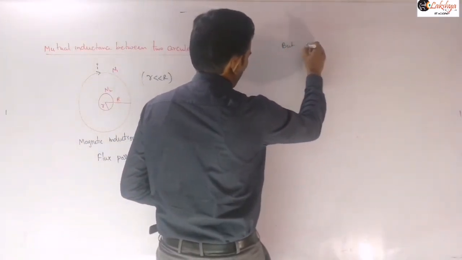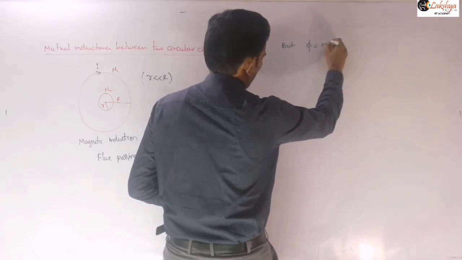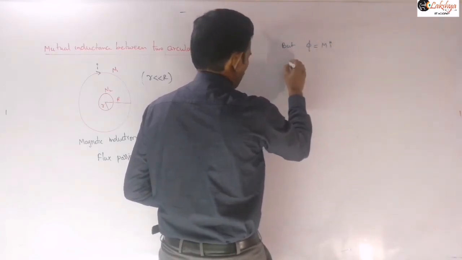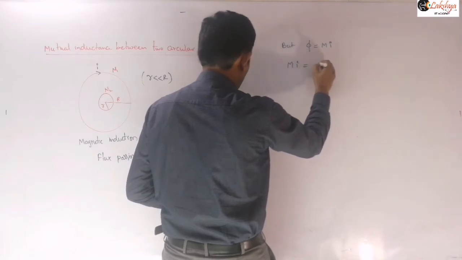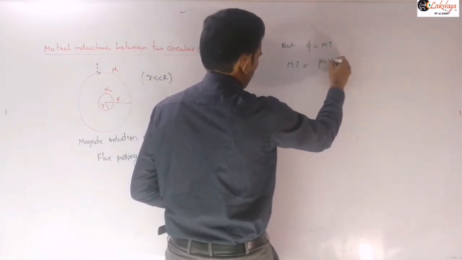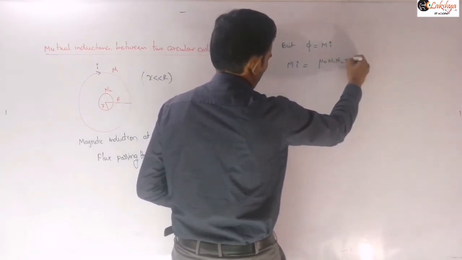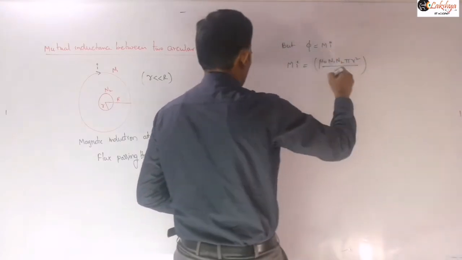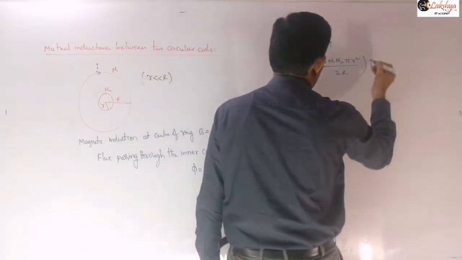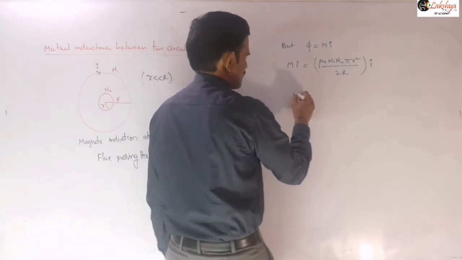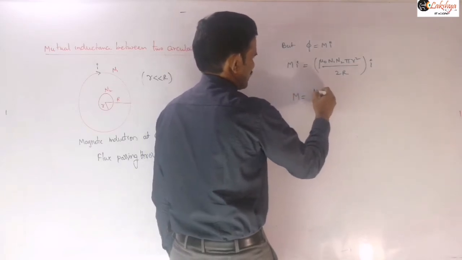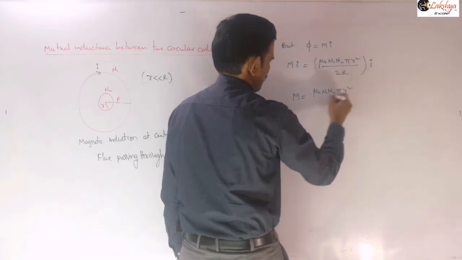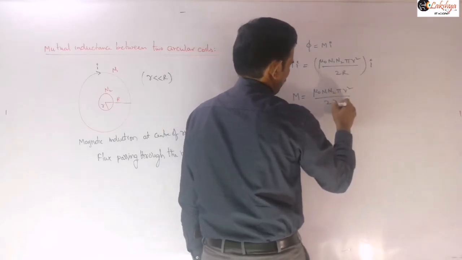But this magnetic flux phi is equal to Mi, we can write. And therefore, by comparing those two values, I can write this Mi is equal to mu naught N1 N2 into pi r square by 2 into capital R into this I. So that I value you can cancel on both sides, so this expression we can write as mu naught N1 N2 into pi r square by 2 into R.